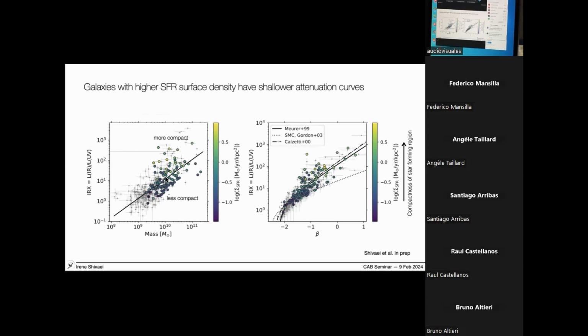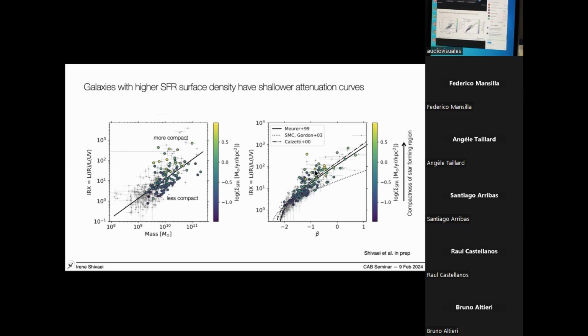At a given mass or UV continuum slope, galaxies that have higher IR to UV ratio also have more concentrated or higher star formation surface densities. Now, this can be because they, on average, have higher dust optical depths, or at the same time, they also have a more compact geometry and a higher fraction of their stars is obscured by dust.